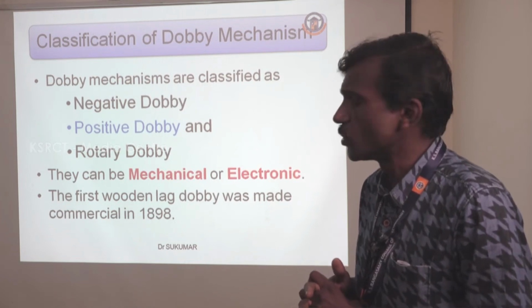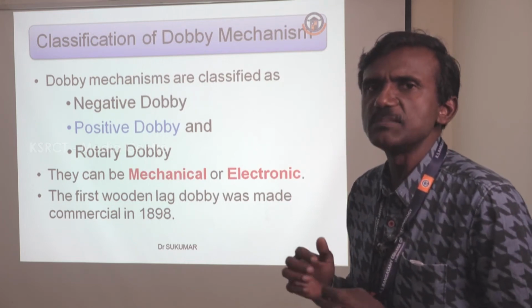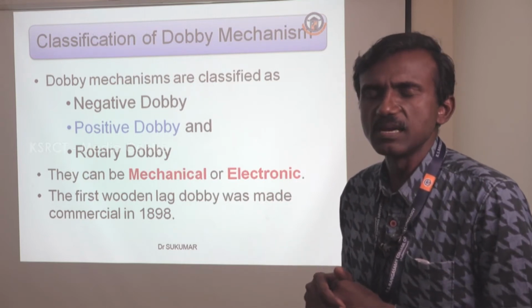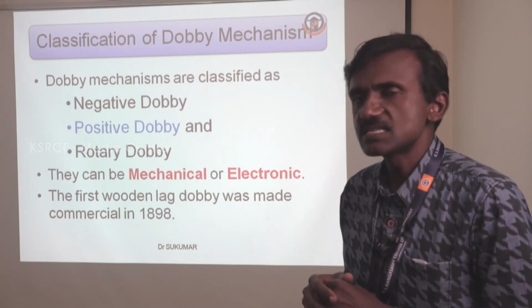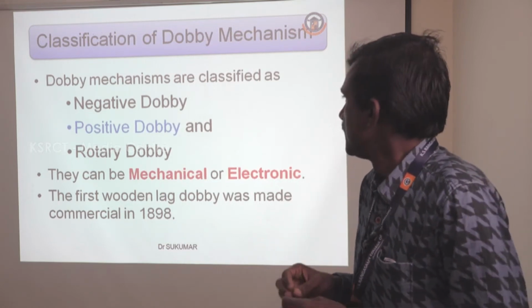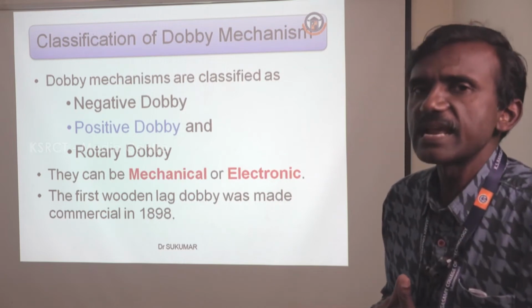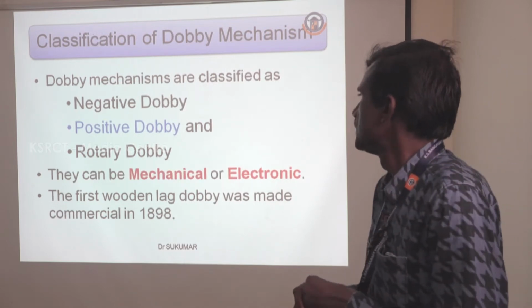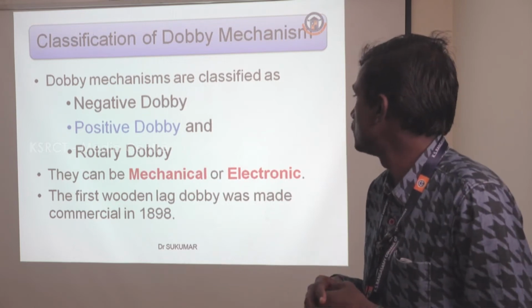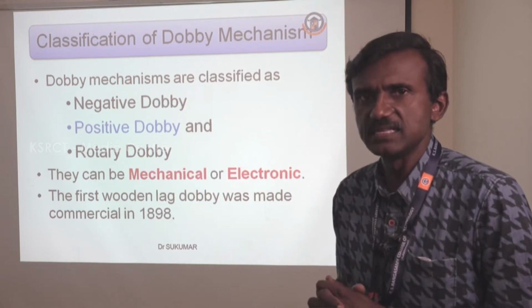Next is the rotary Dobby mechanism. It is a somewhat different mechanism in which a rotary motion given to the Dobby device is able to control the heald shaft rising and lowering. This can again be classified into mechanical and electronic types. The first wooden-lamp Dobby was made commercially in 1898.